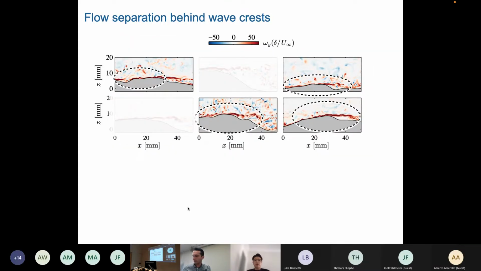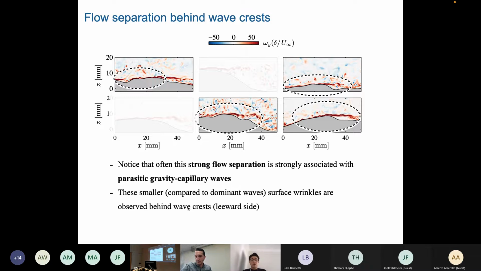When we had a careful look, we often realized that some smaller surface wrinkles, also known as gravity-capillary waves, appear with the flow separation or strong vorticity. So we noticed that this strong flow separation is closely associated with parasitic gravity-capillary waves. Hence, we became interested in the actual role of these small-scale waves residing on top of the dominant wave in the overall turbulent flow field, which supports the growing awareness that smaller-scale waves contribute significantly to sea drag and momentum exchange.